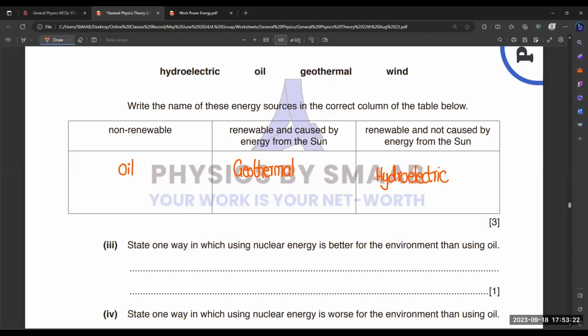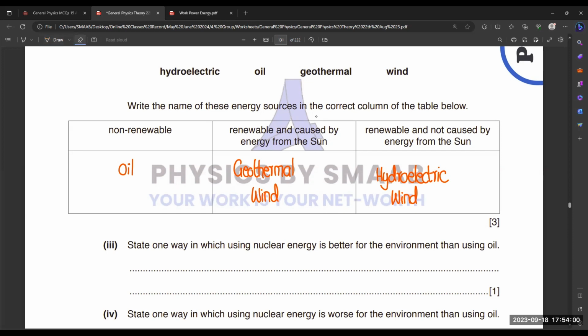All of you are agreed on the second column for wind? No, no, I am thinking wind is renewable and not caused by energy from the sun. Third column. Okay, so you are saying third column, and one answer is for the second column also. Anyone else that wants to define more about this?